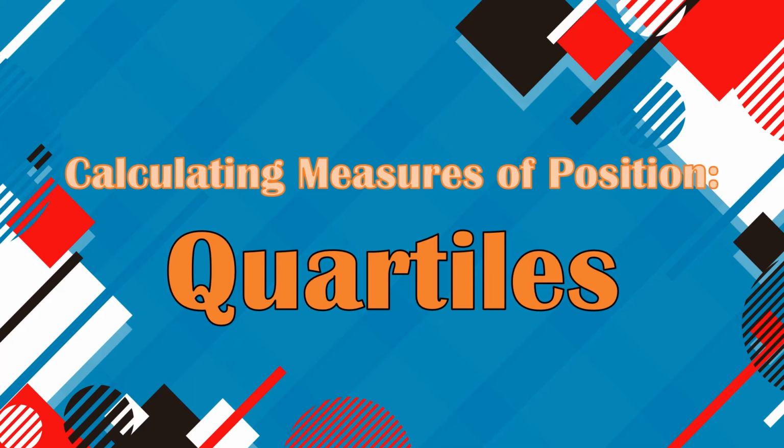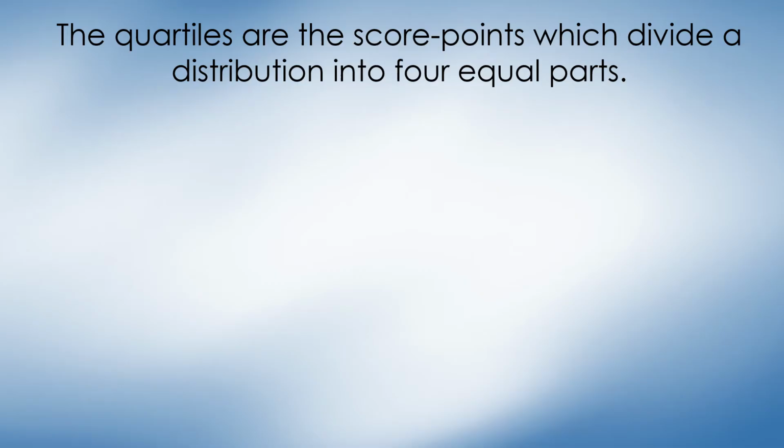Students, today you will learn to calculate the measures of position for quartiles of ungrouped data. Let us recall what a quartile is. The quartiles are the score points which divide a distribution into 4 equal parts. We have here the word clue, or the prefix qua, meaning 4. So when we say quartiles, it divides a distribution into 4 equal parts.